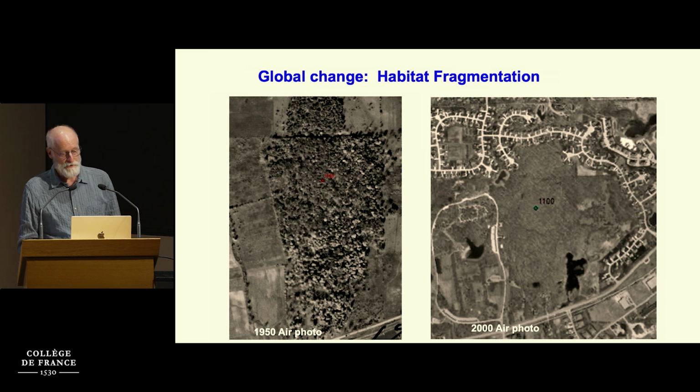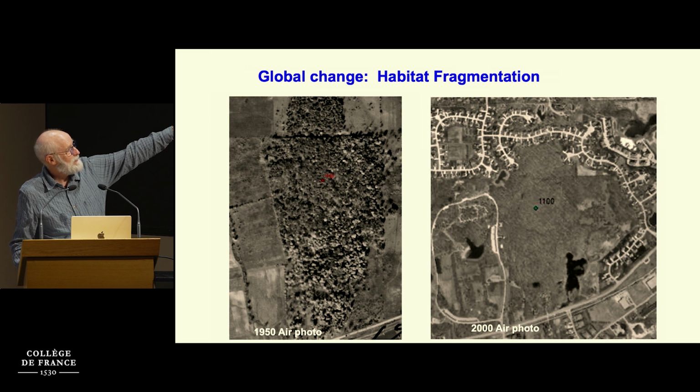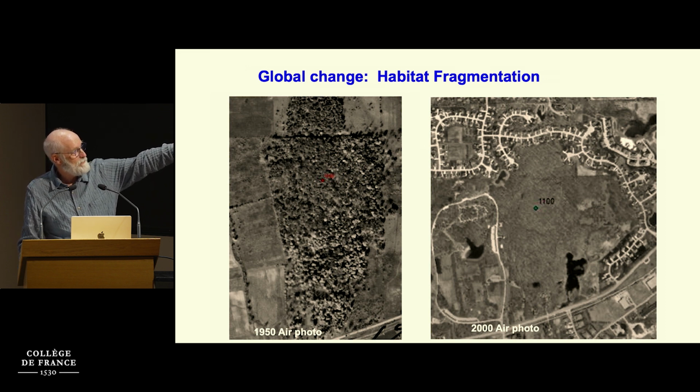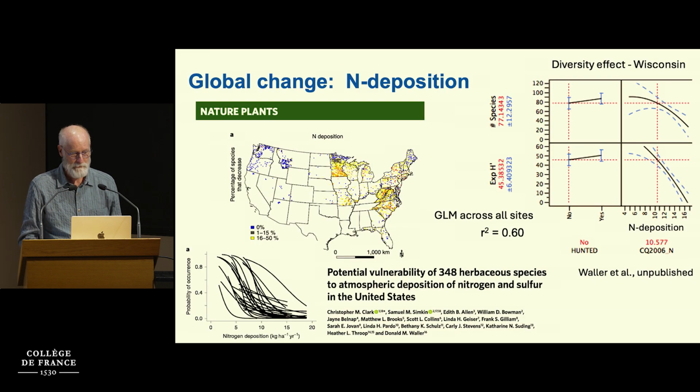Another way the world is changing, of course, is habitat fragmentation. As humans grow denser on the landscape, we tend to build a lot of roads and houses. So the same site that we studied in southern Wisconsin in 1950 that was surrounded by agricultural lands, a good forest, is still a forest in the 2000s, but it's now surrounded by suburban development. So the landscape context has shifted.